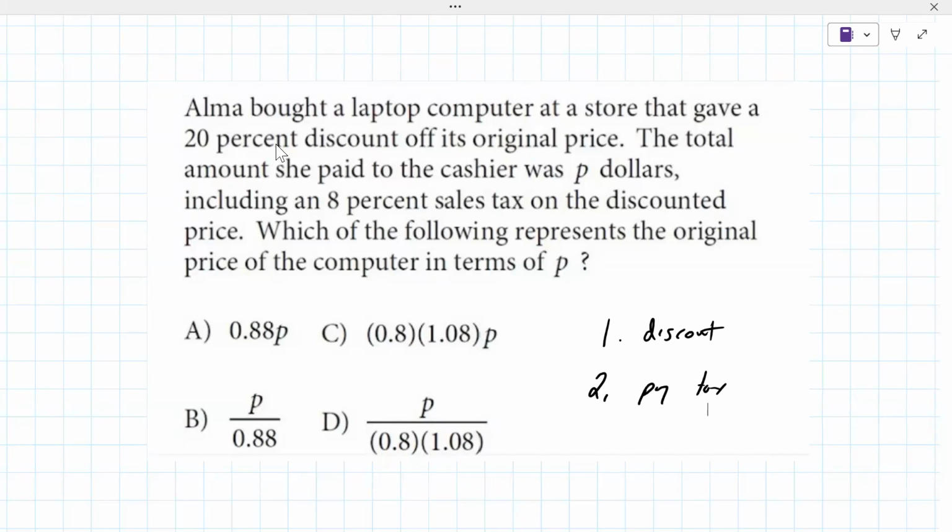Like we talked about in the previous problem, it's not 20%. It is 20% off, but how much of the total are you paying when it's 20% off? Oh, you're paying 80%. So it's 0.8 times whatever the original price was, which is P in this case. Okay, so now the way sales tax works, sales tax is 1 plus the percent.